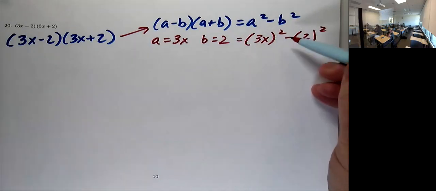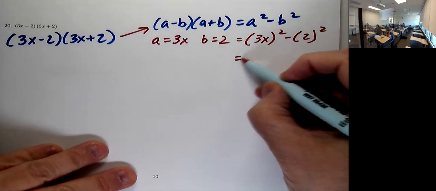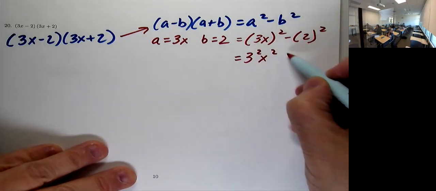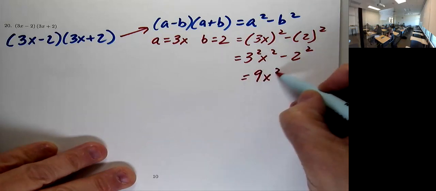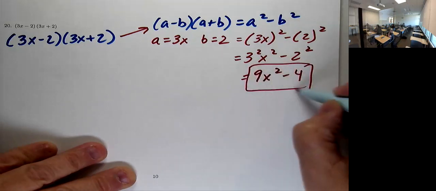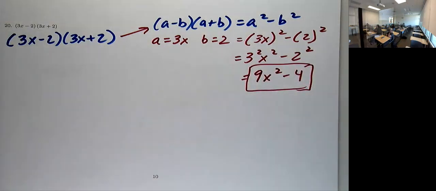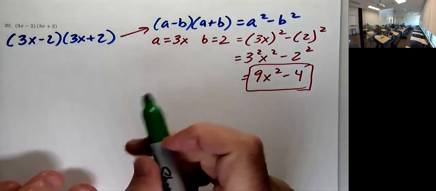This we kind of do what we did up here. We distributed the square root of both things. I've got 3 squared x squared minus 2 squared, which is 9x squared minus 4. That's the final answer. That's the fastest approach. Remembering the formula and just treating them as squares. But you don't have to do that.